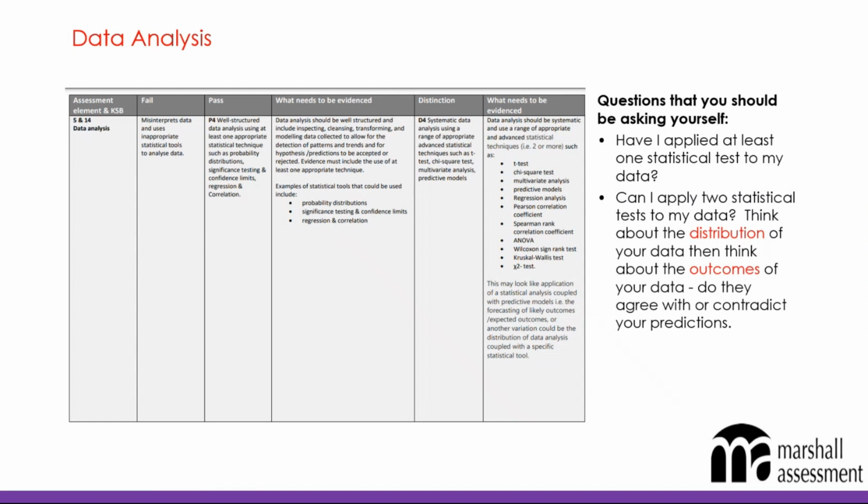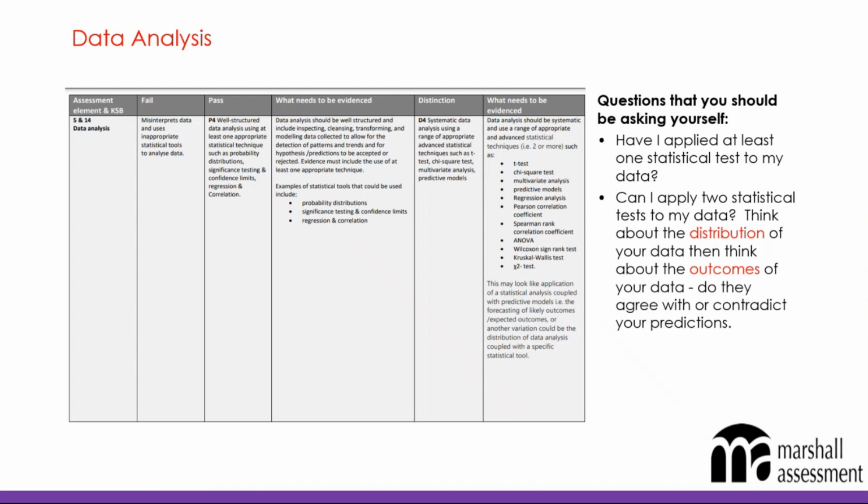If you move over to distinction, again, we've called this D4 for our own use and ease, but what we're looking for from the assessment plan is systematic data analysis using a range of appropriate advanced statistical techniques. So we're looking here for distinction level evidence, really, if you're using t-test, chi-square, multivariate analysis, predictive models, something of at least level 6 maths in here. It has to be that, and using a couple of different methods, and explaining why they're appropriate to look at the trend in the data is really what we're looking for. So what needs to be evidenced, you can have a read through that.